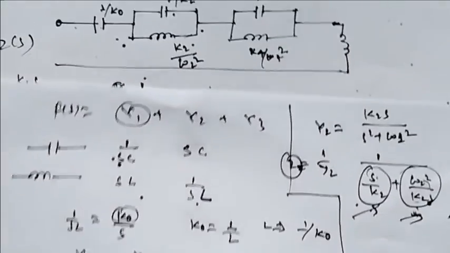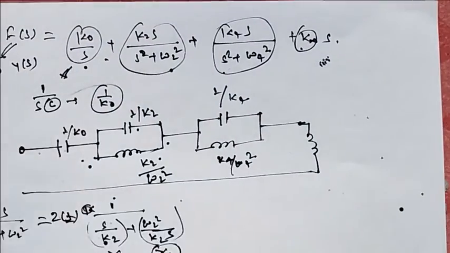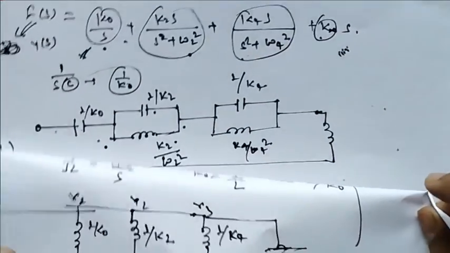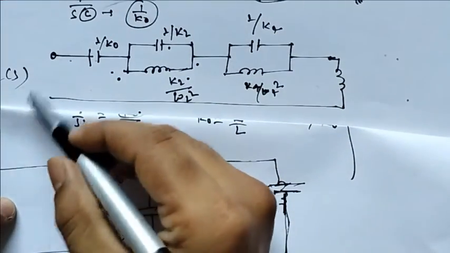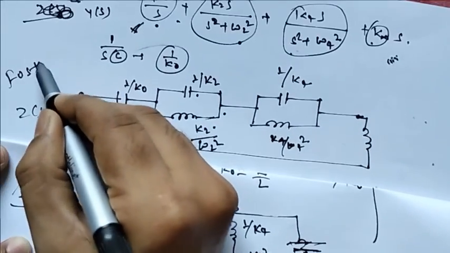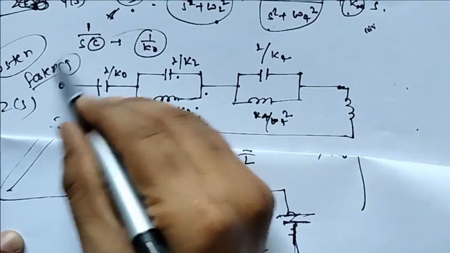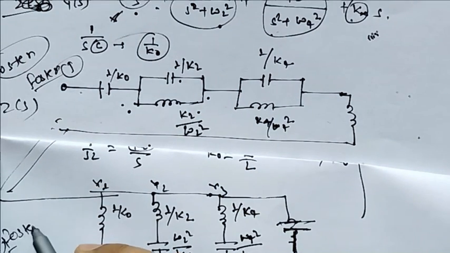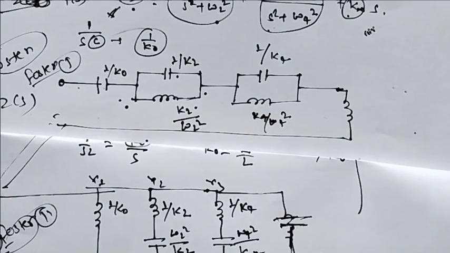These two representations: the first one, let me give the first two representations. This and this representation were found by Mr. Foster. So this is called the Foster 1 form and this is called the Foster 2 form. So this is all about the Foster 1 and Foster 2 circuits.